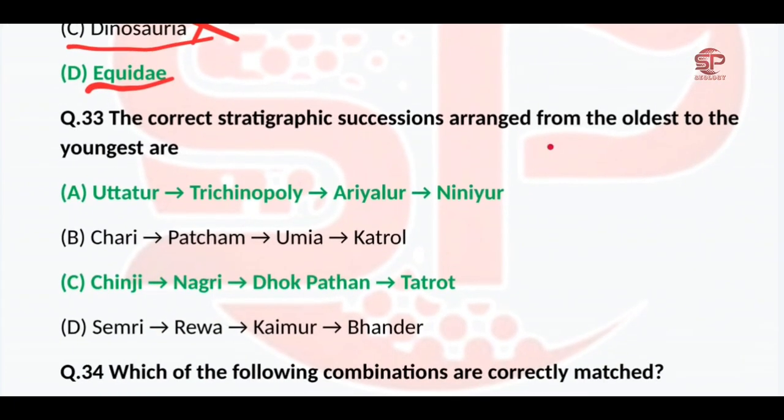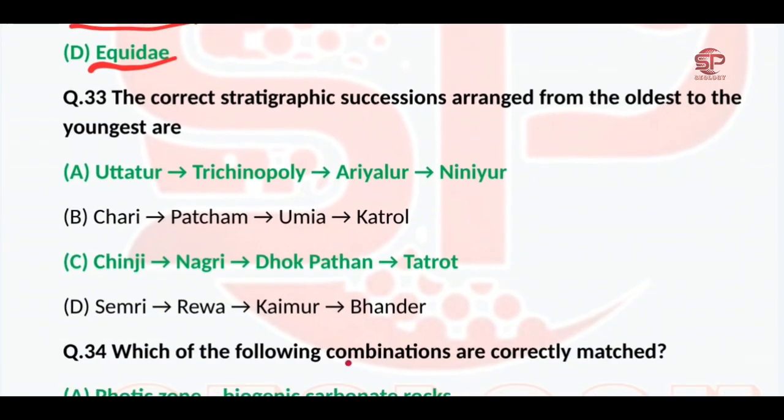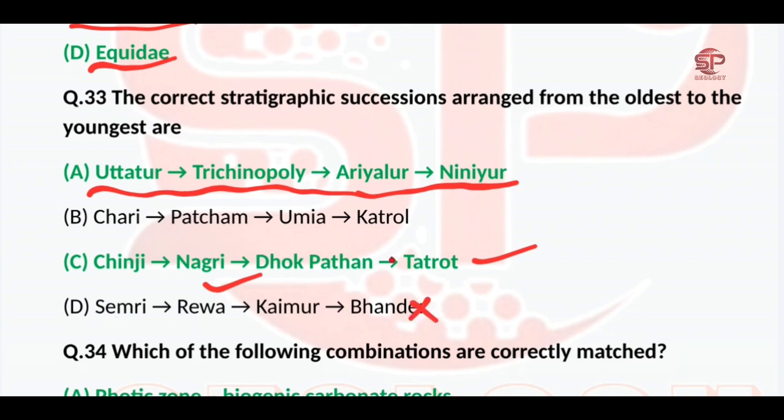The correct stratigraphic succession arranged from oldest to youngest. This is the Cretaceous of Trichinopoly. And this is incorrect. This is actually Potwar, Tatrot, Pinjor. This is Kamlial, Chinji, Nagri, the Potwar, Tatrot, it is correct. It is Shivalik. And Semri, Kaimur, Rewa, Bhander, it is also incorrect.